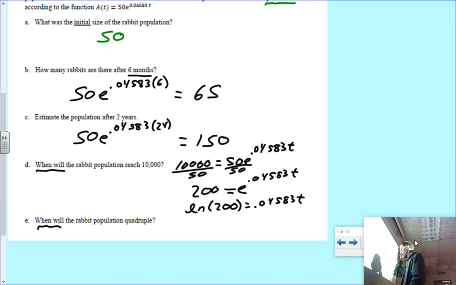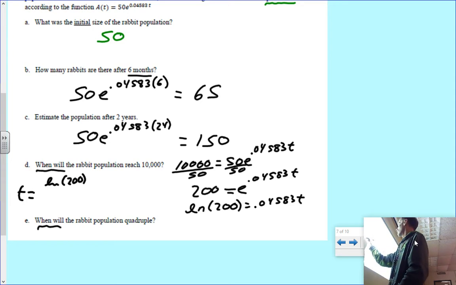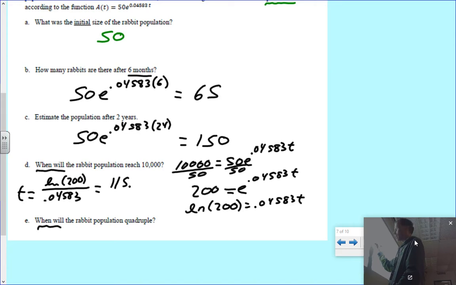And again, if you're not sure why that happened, go back and watch that previous video I did, and I'll link to it at the end of this video on solving exponentials. And then we've got to divide by that decimal to get T by itself. So I'll write that over here. T is equal to ln of 200 over 0.04583, which when you put that in the calculator, and remember, we're talking about time here, so this can be a decimal, this ends up being 115.608 months.